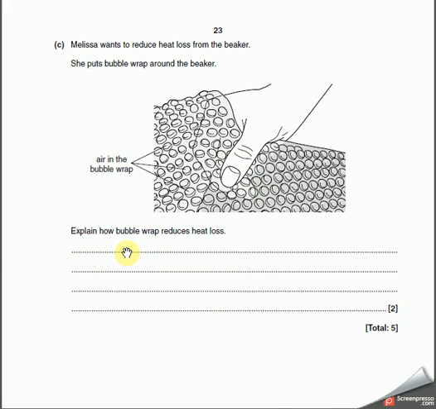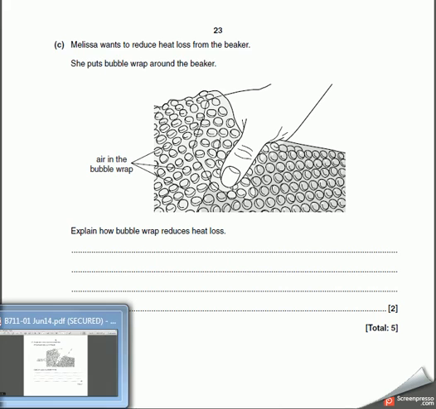So, explain how bubble wrap reduces heat loss. First thing you put down is it's got trapped air in it. Second thing is trapped air is a good insulator or a poor conductor. And also, if you wanted to add an additional point, I guess you'd say that it would stop a convection current, because trapped air can't move, so it would stop a convection current.